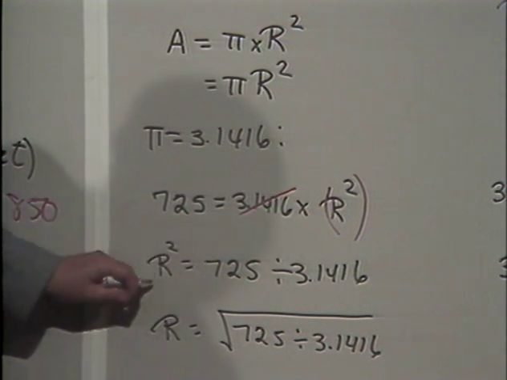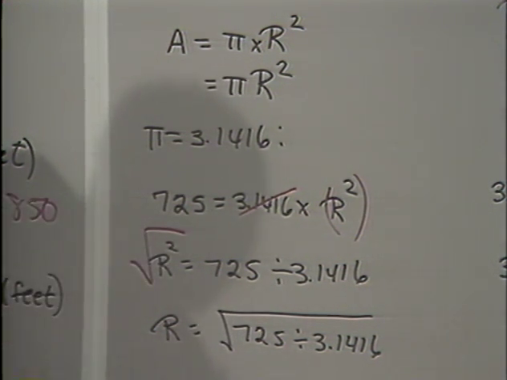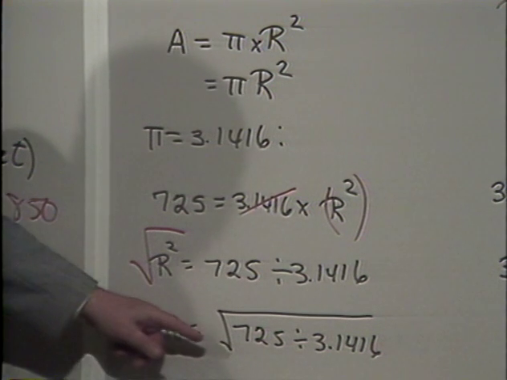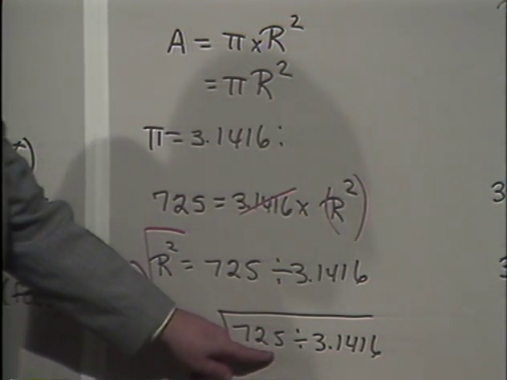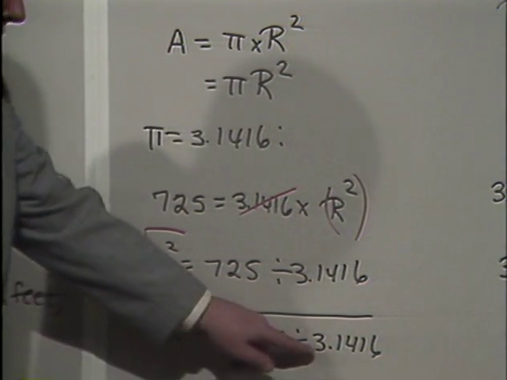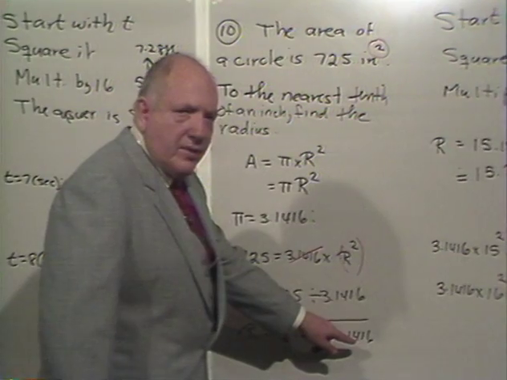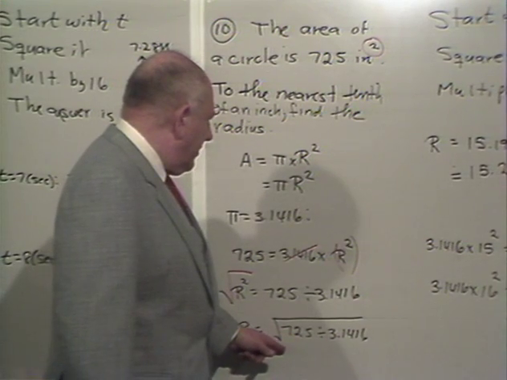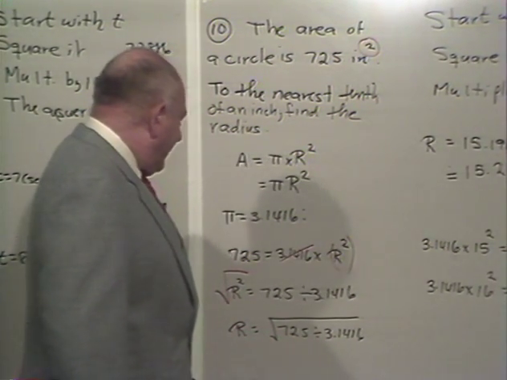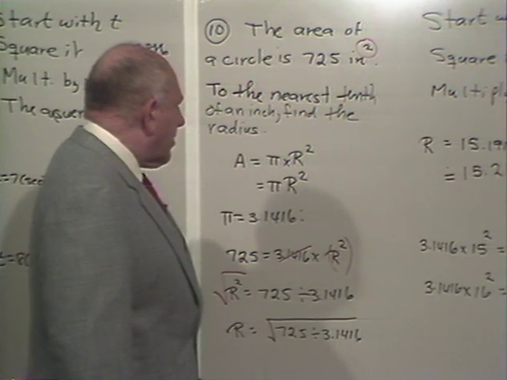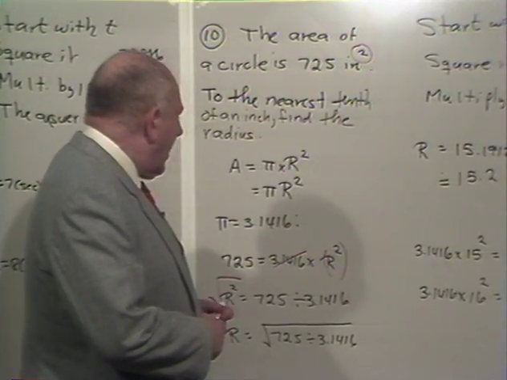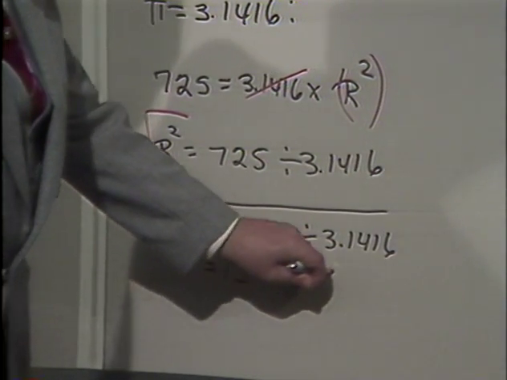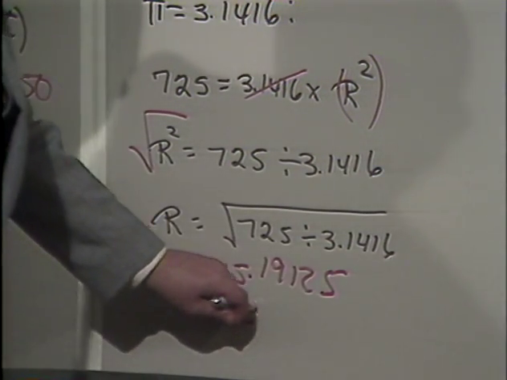And therefore, what do I do to undo squaring r? I take the square root. But if I take the square root of one side, I also have to take the square root of the other side. So in terms of my calculator, I enter the 725, press the division sign, enter 3.1416, okay? Press the square root sign, and now I get the answer. What does the answer come out to be? It would have been nice if I wrote this thing down. I believe it came out to be 15.19125, which rounds off to 15.2.